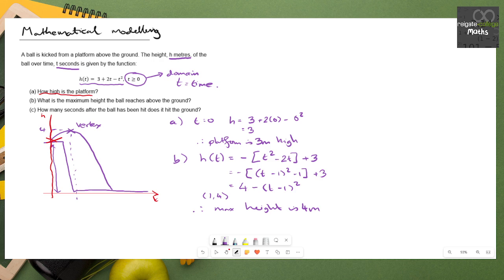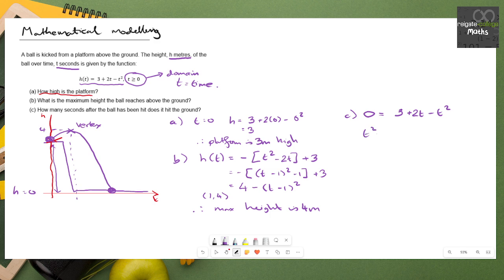Notice how we haven't really done anything different from anything else in the quadratics topic, we're just doing it in context. So how many seconds after the ball has been hit, remember it's hit here, does it hit the ground? So we want this. And oh look, that's when h equals 0. So we're just solving a quadratic equation. So 0 is going to be 3 plus 2t minus t squared.